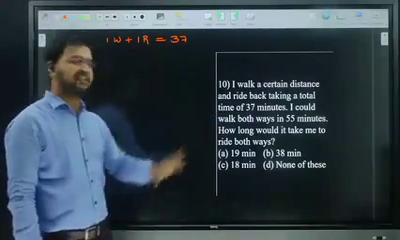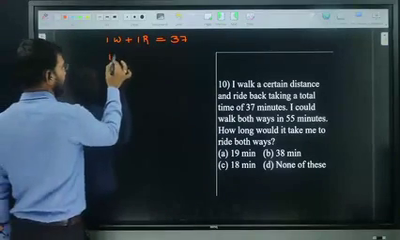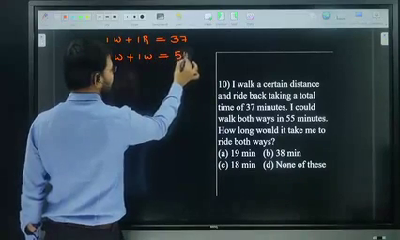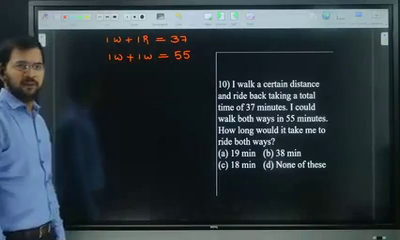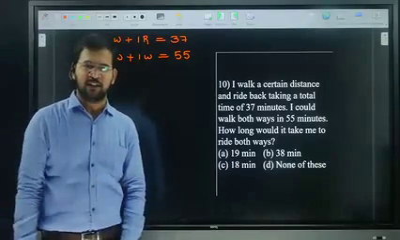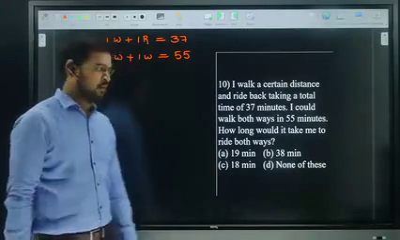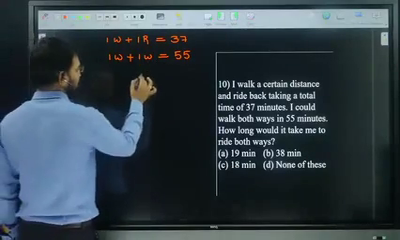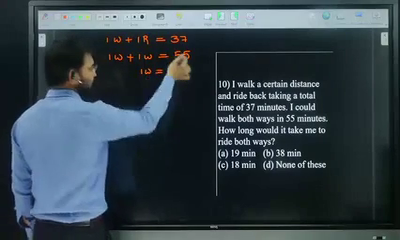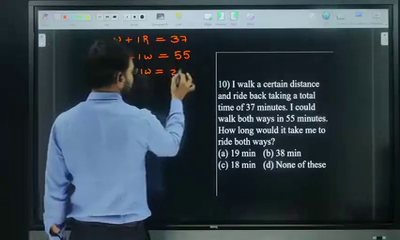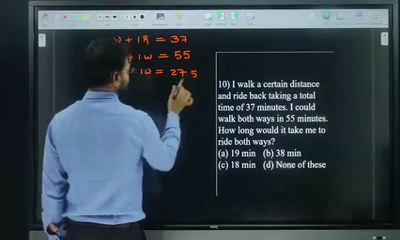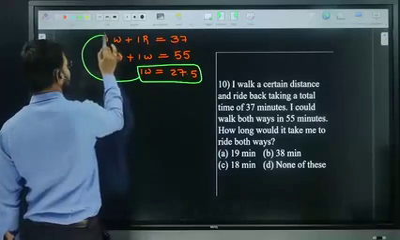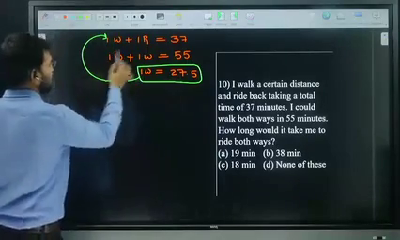I could walk both ways in 55 minutes. Both way walking is one way walking plus one way walking, and it will take 55 minutes. So one way walking is equal to half of this. Half of 55 is 27.5. If you substitute here, one way walking is equal to 27.5.